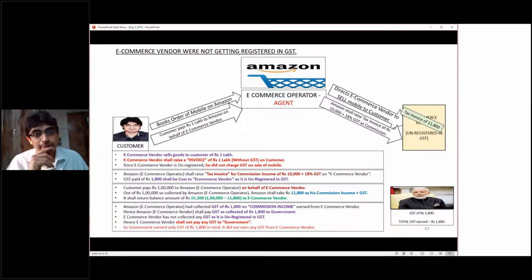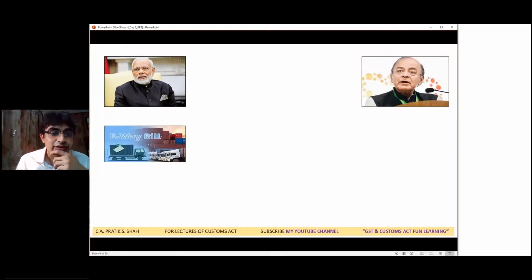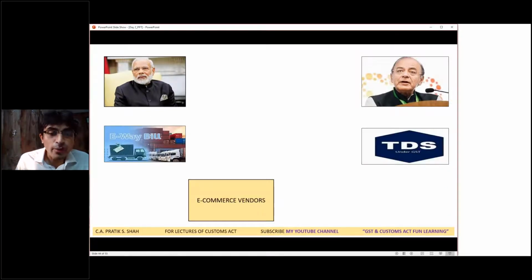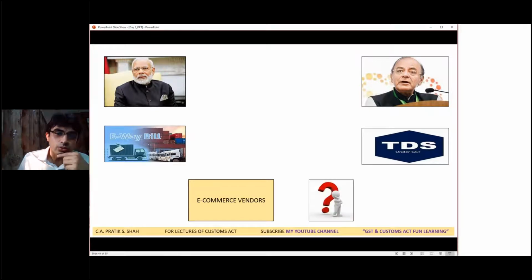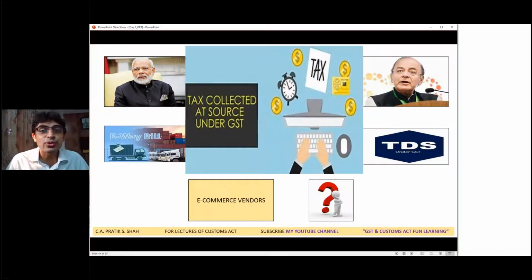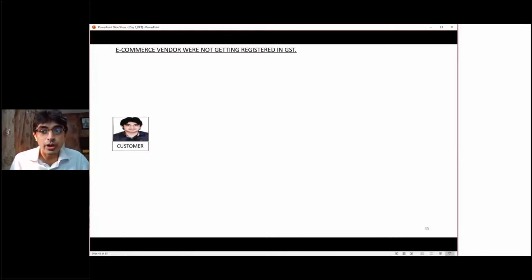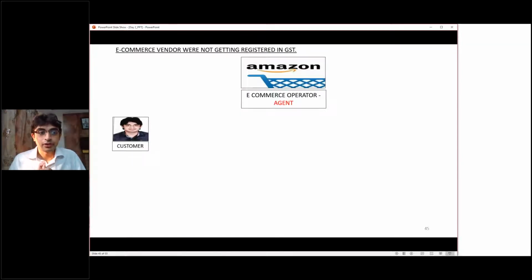Now how to catch such people? Government had a high level discussion: we brought e-waybill, we brought TDS, now for these e-commerce vendors, what should we bring? So it was planned to introduce the concept of TCS, tax collected at source. See how it will help you out. Again, the same example. I'm a customer.